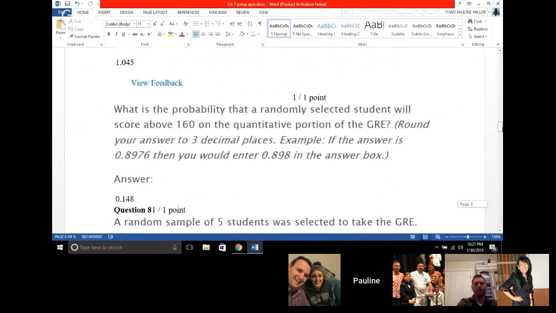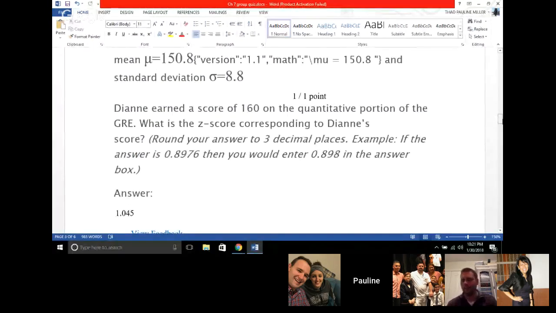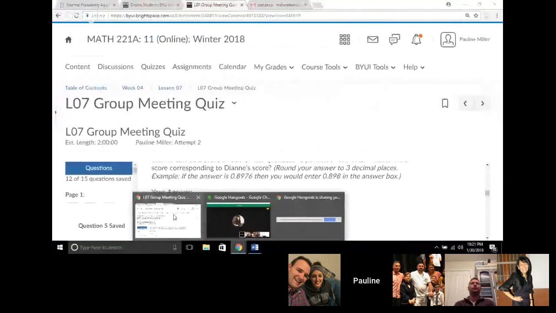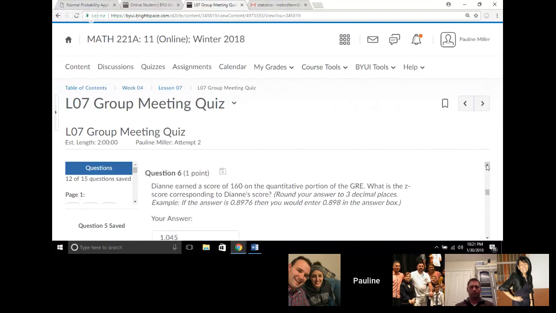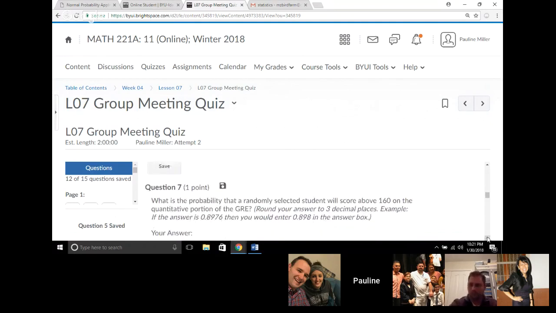And so when do you do the square root? When do you divide by the square root of the number? What's the rule for that formula? If you look at this question, it doesn't tell you how many people were sampled. It just tells you the one person. If there's a sample number, then you're going to use the square root. Okay, that makes sense.